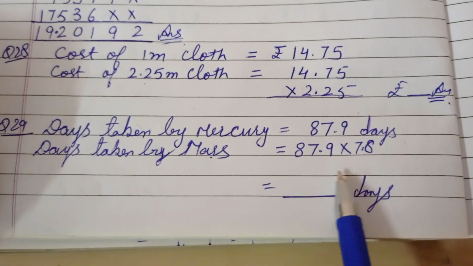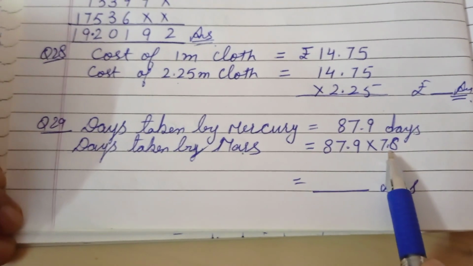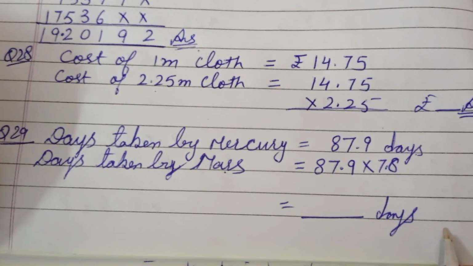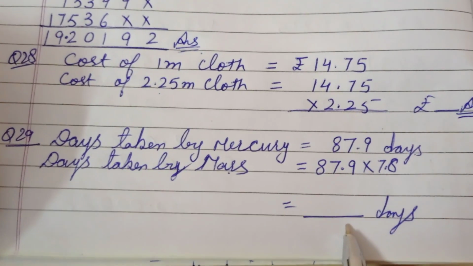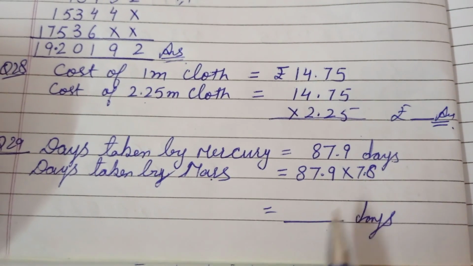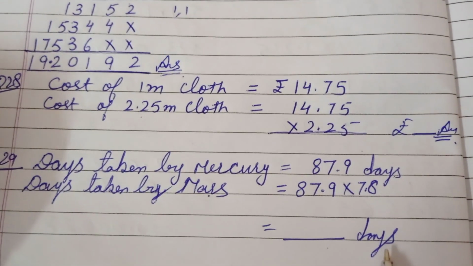So always remember, if some number of times are given, in that case you have to multiply. So without decimal you will multiply first, then you will find out the answer, and after how many digits will you put the decimal? 1, 2. So your answer will be in number of days.